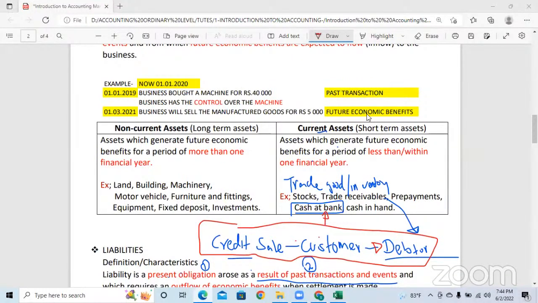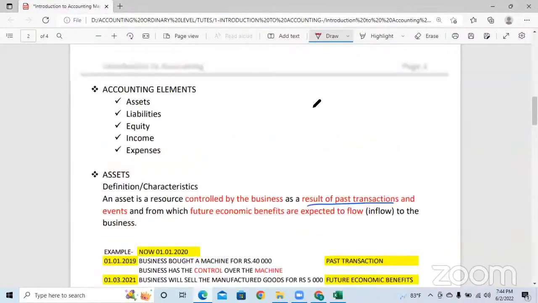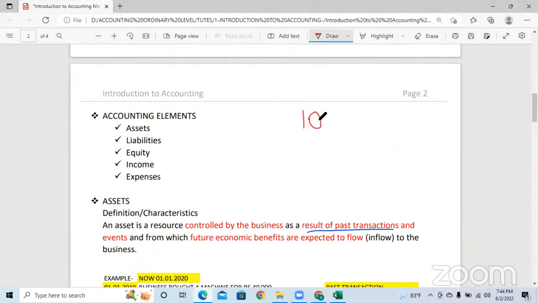Now, let's say, for example, you have money in your bank account. You have 10,000 rupees in your bank account. Now tell me, guys, is it an asset or a liability? Soon tell me. 10,000 rupees, a current asset or a current liability? 10,000 rupees in your bank account.